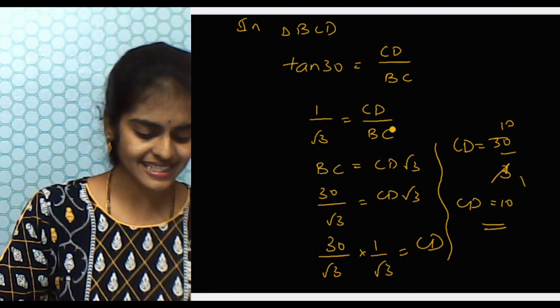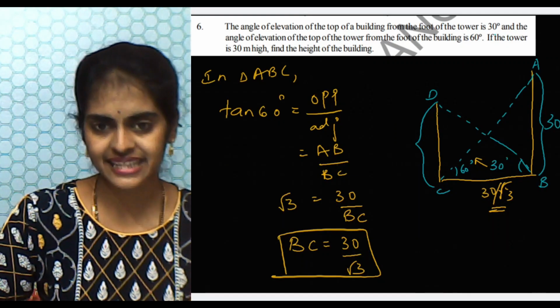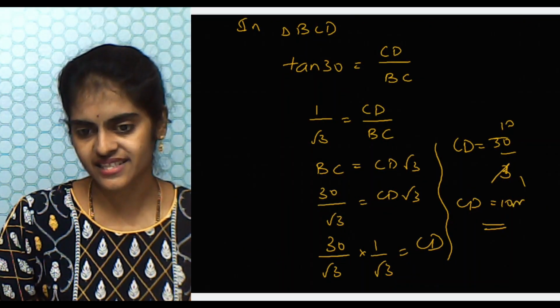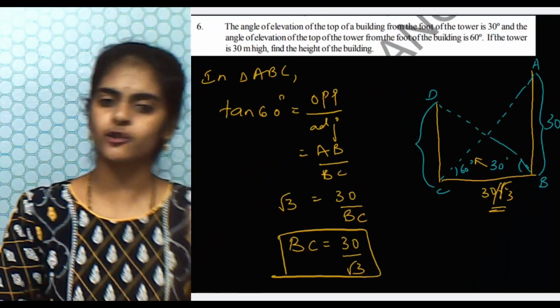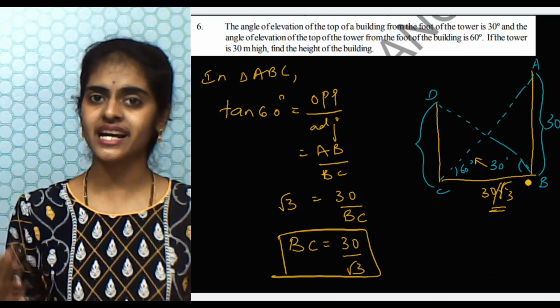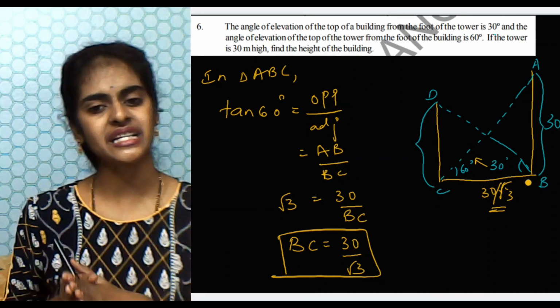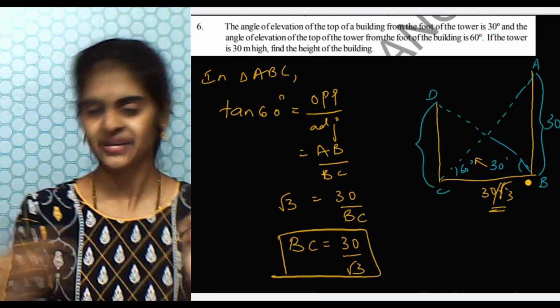What is CD? CD is nothing but the height of the building. So the height of the building is 10 meters. Clear? So simple. Take two triangles, and I told you why you are taking tan: BC is common, and you can find BC if you take tan in triangle ABC and you can use that BC in triangle BCD. Clear? Let us move on to the next question now.